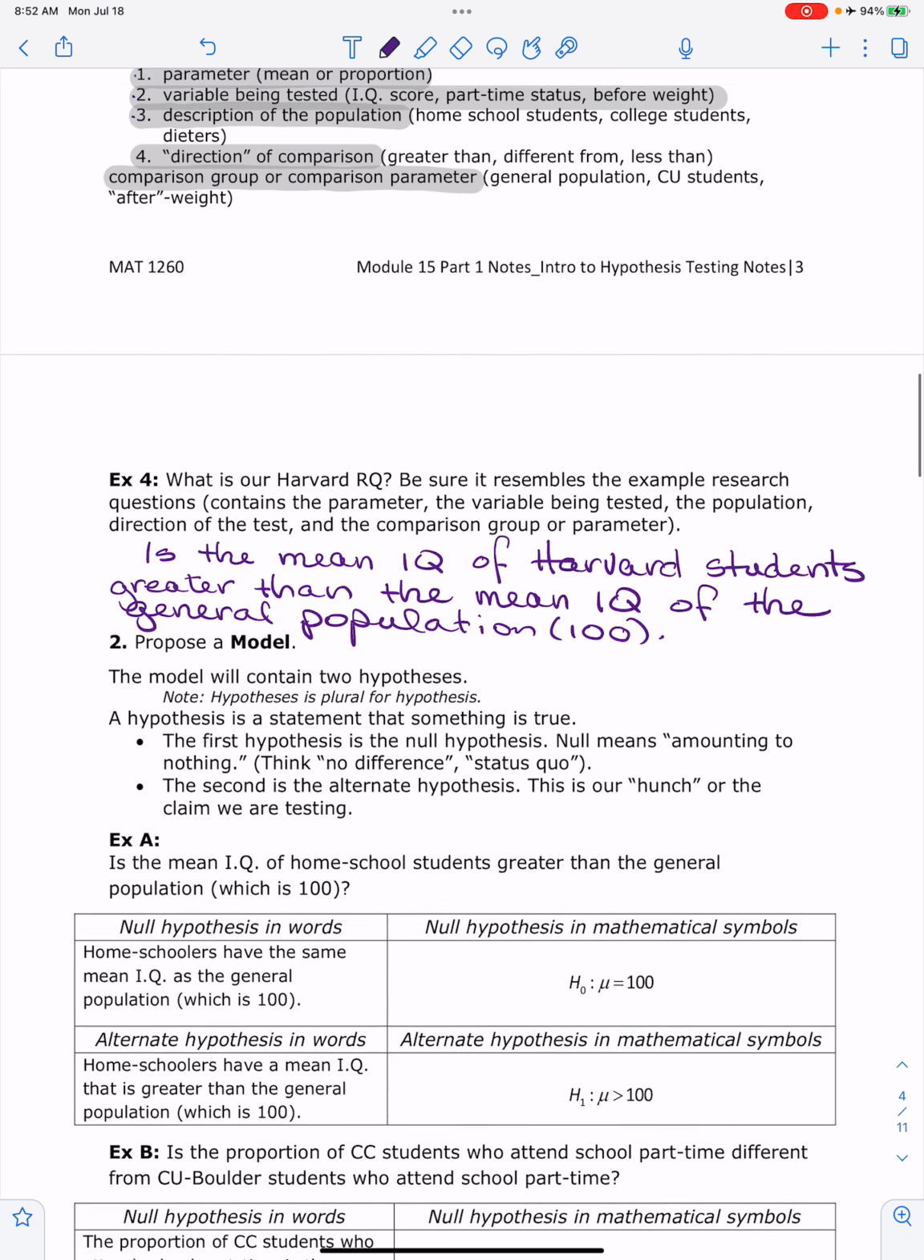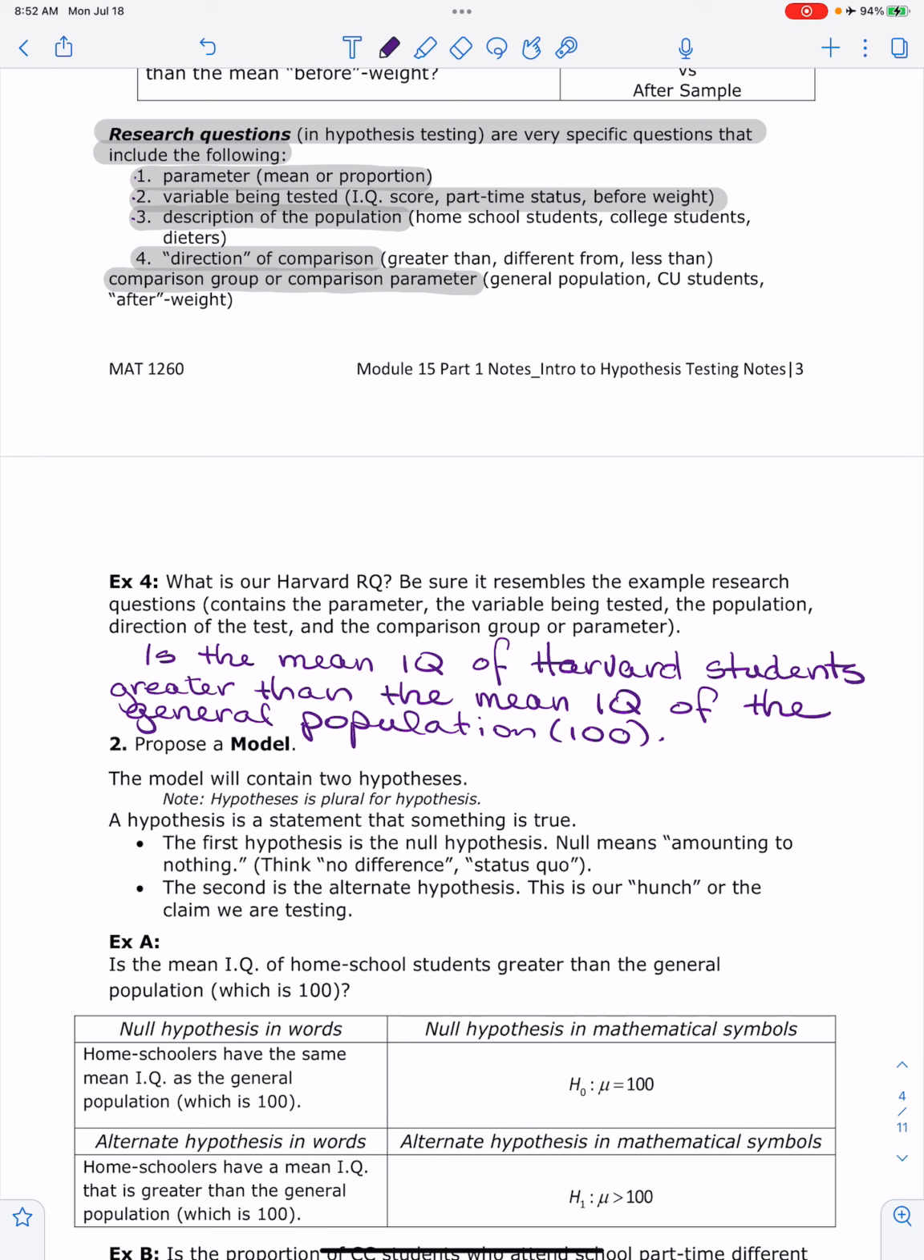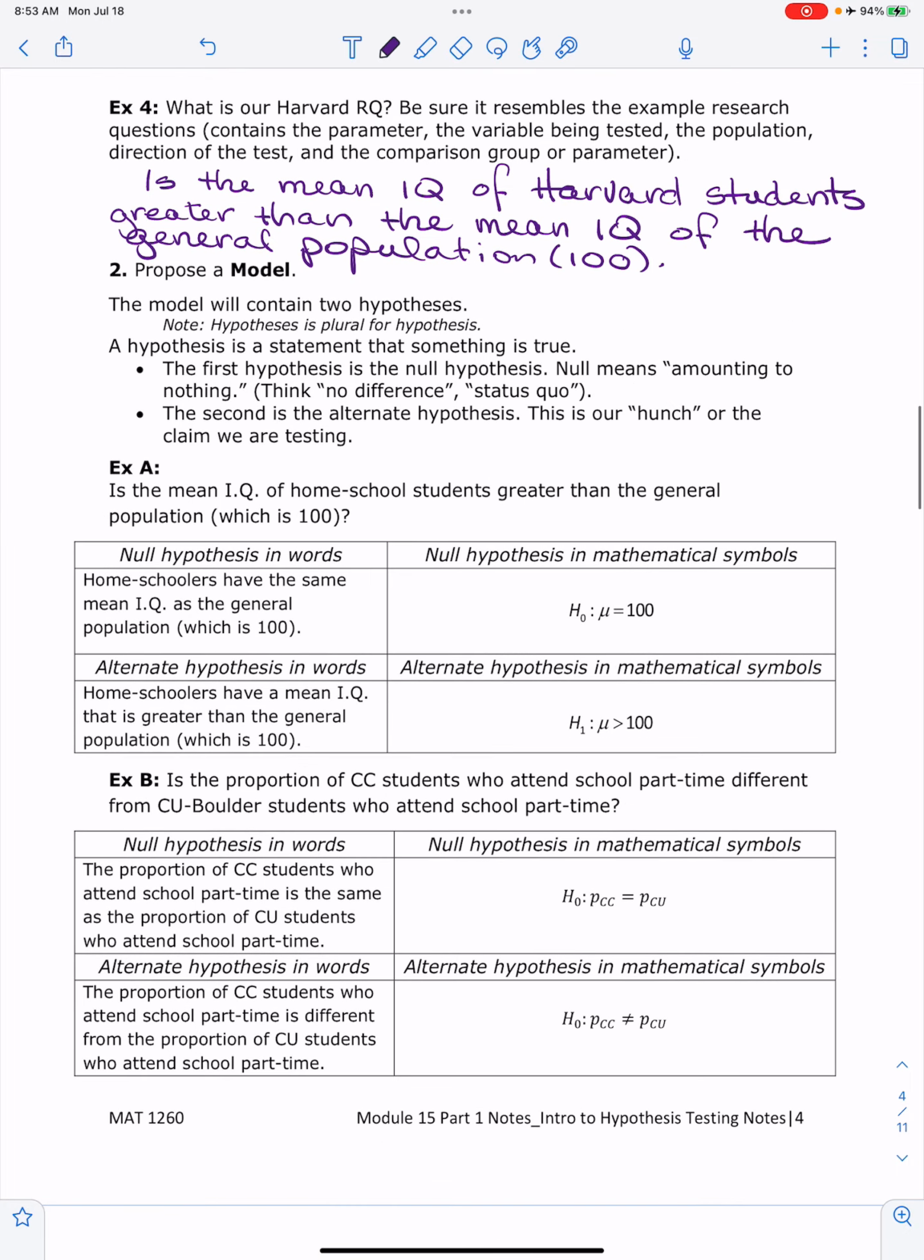I'm going to go back here. I've got the parameter, it's a mean. I've got the variable, it's the IQ. I've got the description of the population, those are our Harvard students. I have got the direction of comparison, greater than, and I have got the comparison group and parameter. So the general population, that parameter is 100.